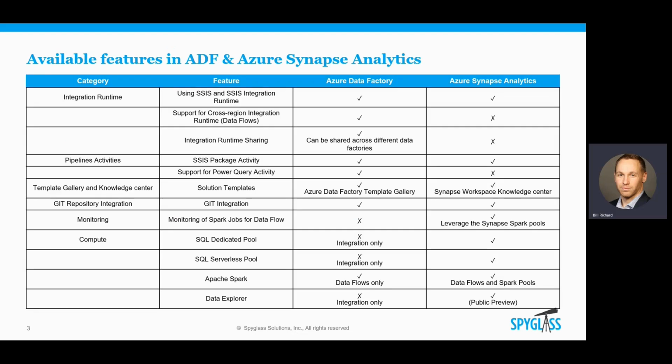Some of the core feature parities between ADF and Synapse Analytics: you can deploy and execute SSIS integration runtimes and SSIS packages, both within Azure Data Factory and Synapse Analytics. One thing that Data Factory has a leg up on is that in Synapse you can't do cross-region integration of data flows, which means executing data flows in different regions than your Synapse Analytics workspace would actually be present in. And you cannot share runtimes across Synapse Analytics workspaces where you can share them within Azure Data Factory.